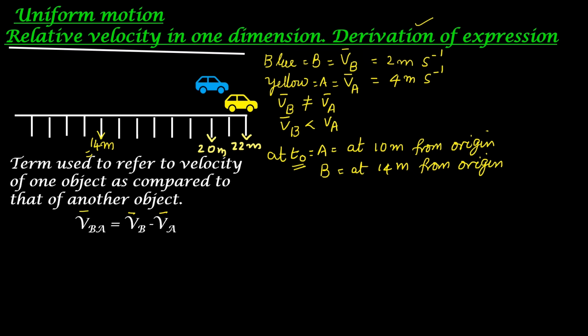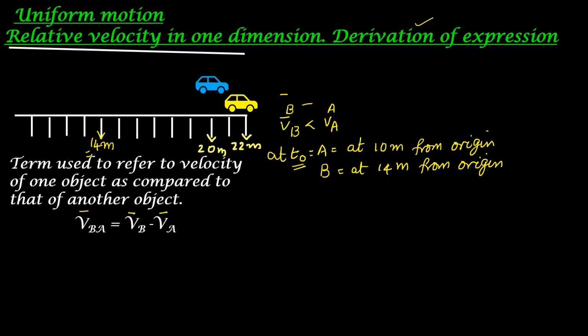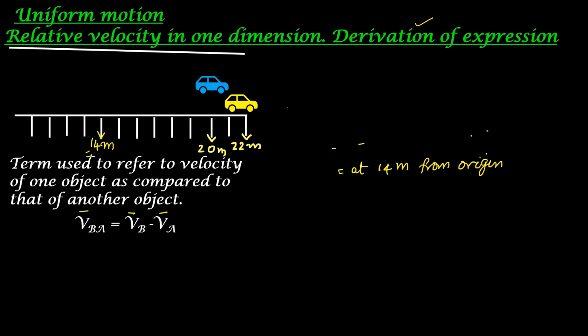On the other hand, relative velocity VAB, that is velocity of A with reference to B, will be 2 meter per second minus 4 meter per second, which will be negative 2 meter per second. That means A is traveling at a lower speed when compared to that of B. Now that you have understood relative velocity, we will pass on to derivation of this equation.